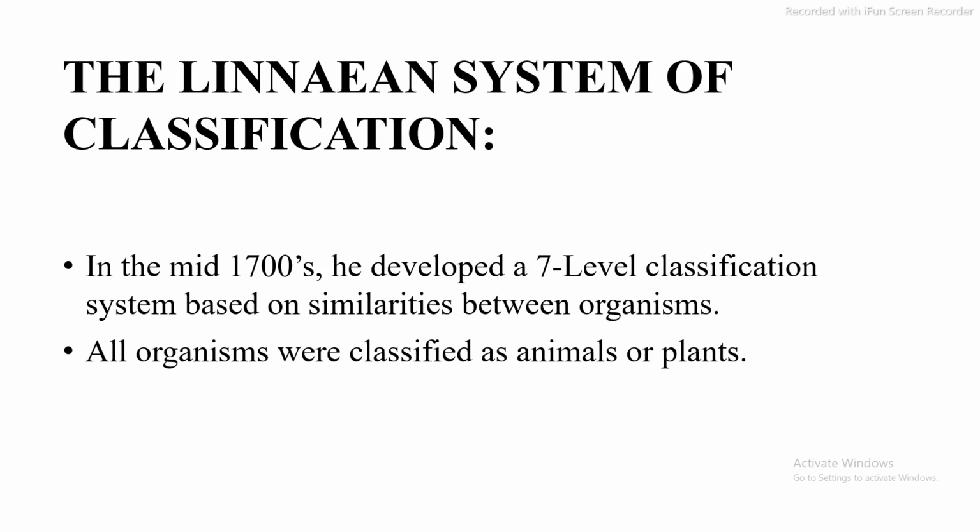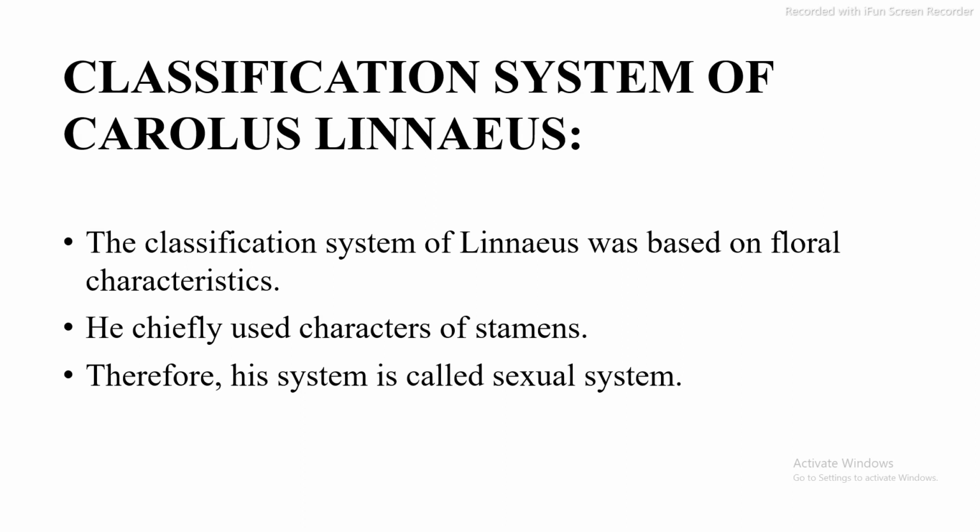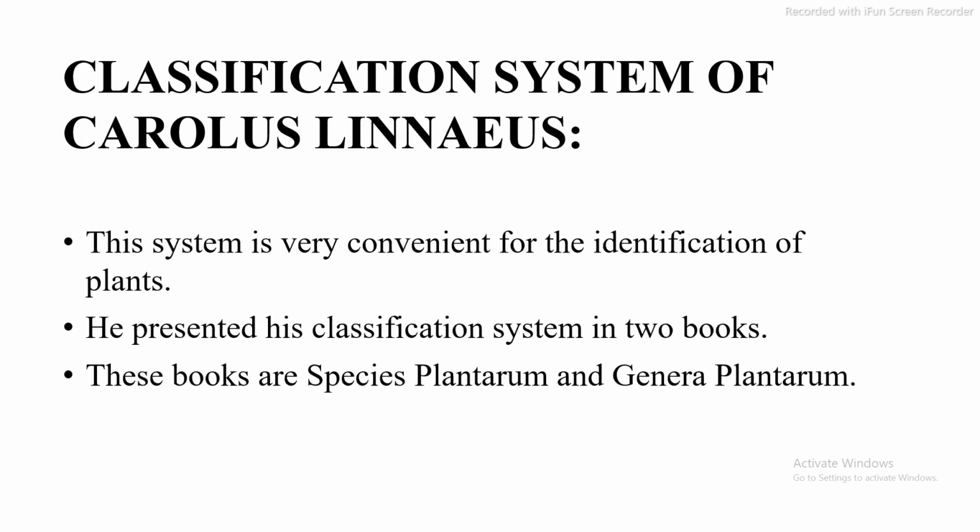In the mid-1700s, he developed a seven-level classification system based on similarities between organisms. All organisms were classified as animals and plants. The classification system of Linnaeus was based on floral characteristics. He chiefly used the characters of stamens, therefore his system was also called the sexual system. This system is very convenient for the identification of plants, and he presented his classification system in two books. The books were Species Plantarum and Genera Plantarum.